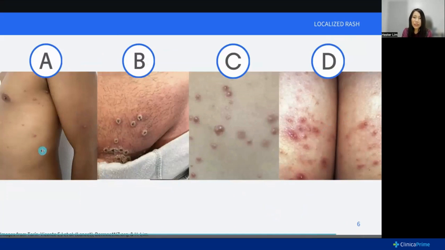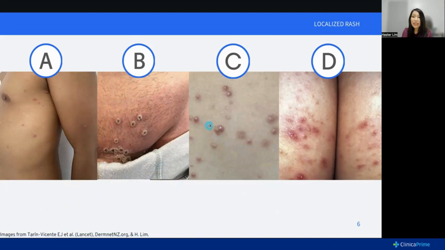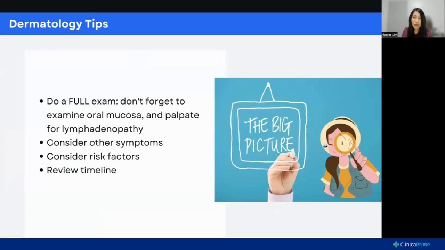Now, again, you can see pictures here, A, B, C, or D. And in fact, A and B might look familiar to you already. These are cases of Mpox, and C and D are simple folliculitis cases. So again, there are a lot of less concerning differentials that can occur in patients with a rash. So it's not always going to be Mpox. So very important tips in dermatology.